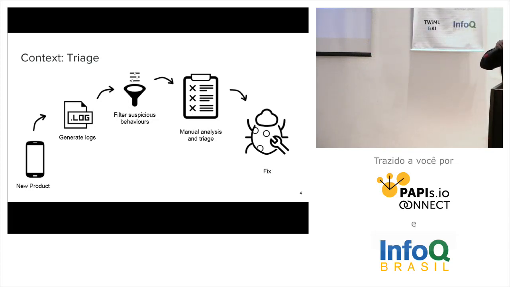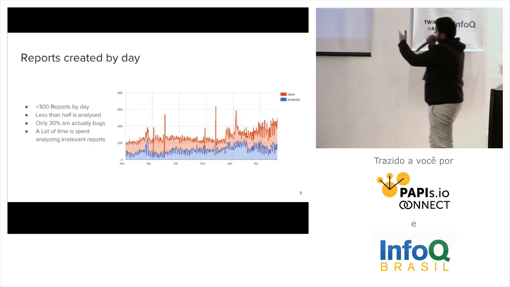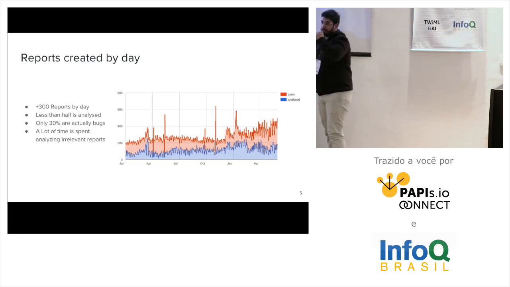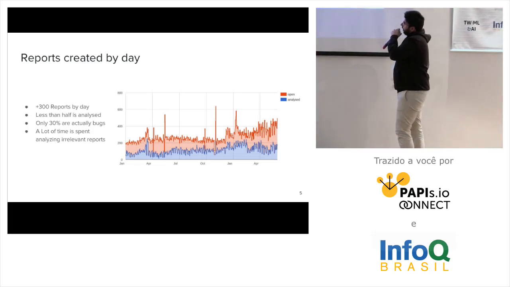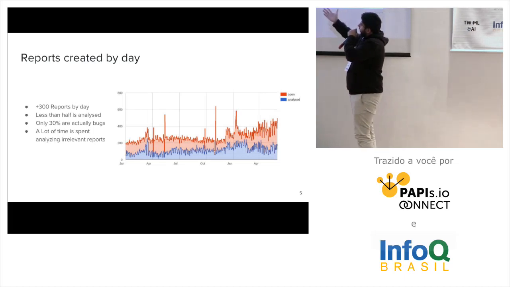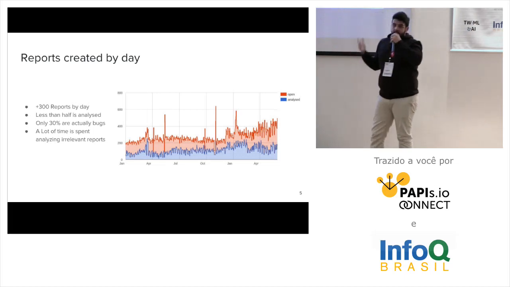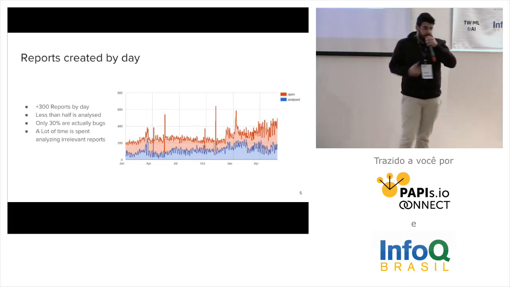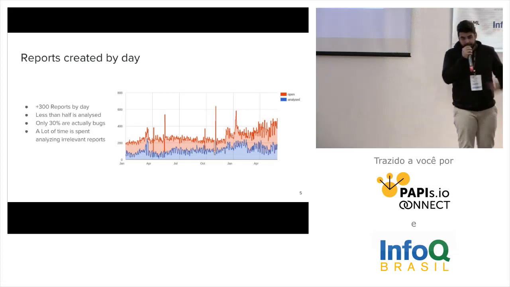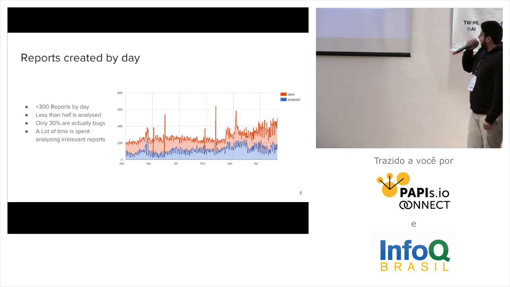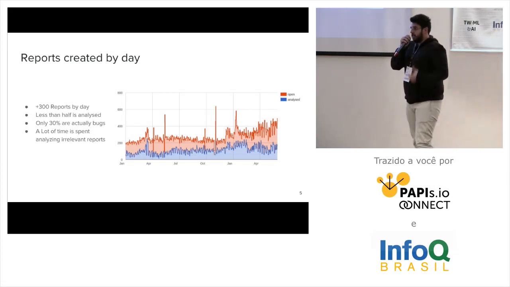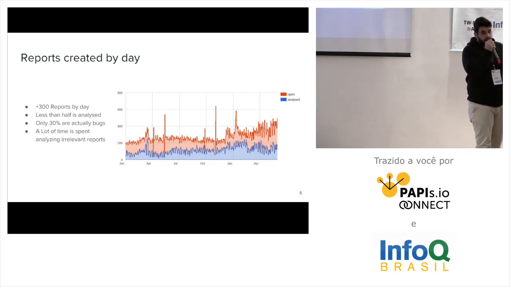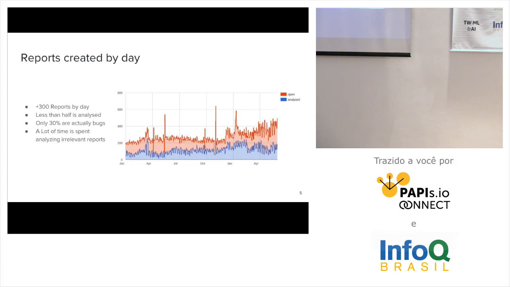But there is a bottleneck in this process, and here it is. We have more reports being created each day than the triage team can analyze. Just a few numbers: we have more than 300 reports created each day, and the triage team can analyze only half of these. But this is just the first problem. The second problem is that only 30% of these reports are actually bugs. So most of the time of the triage team is spent reading logs that are not that important.